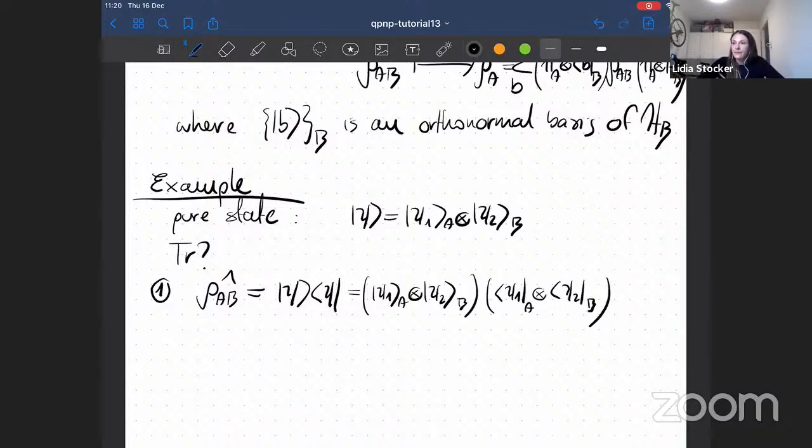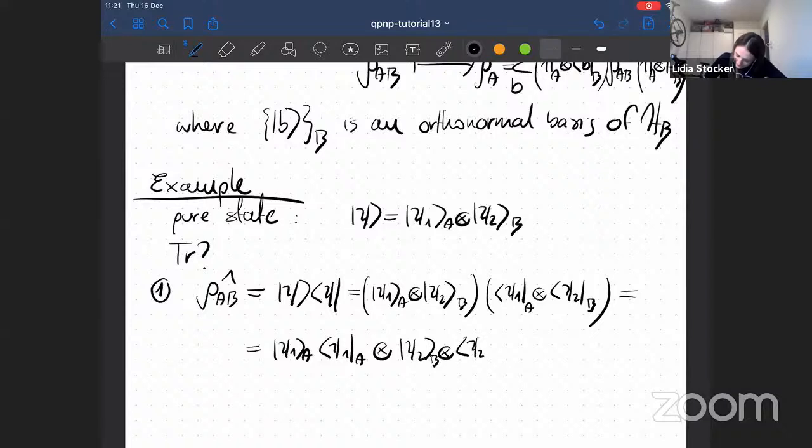Okay. And then I can join what is in the Hilbert space A and what is in the Hilbert space B, and I get something like this, which is absolutely equivalent to what we just saw. Okay.